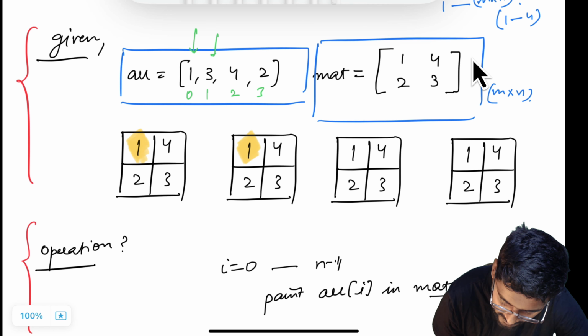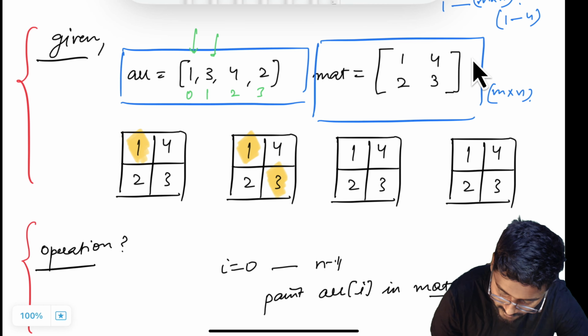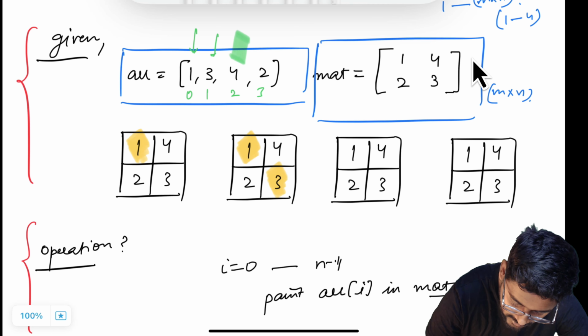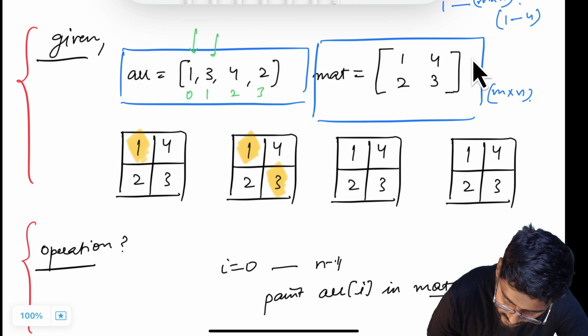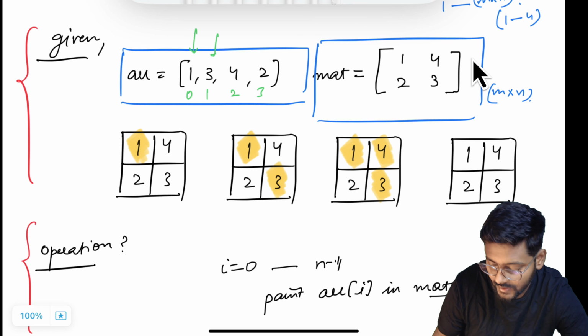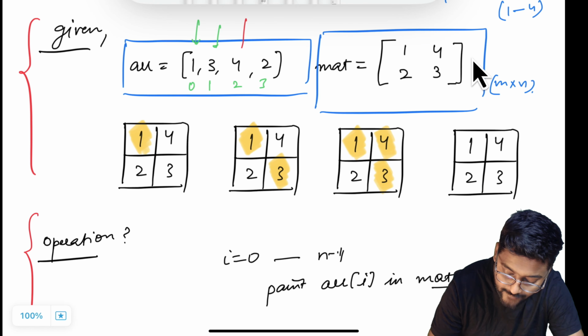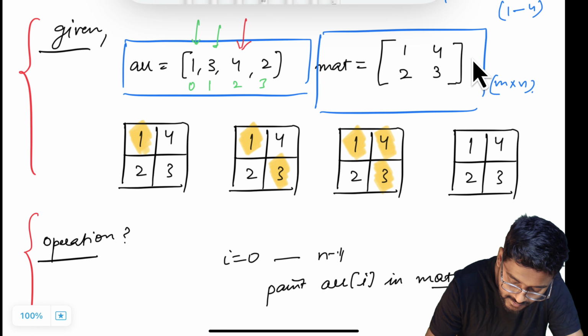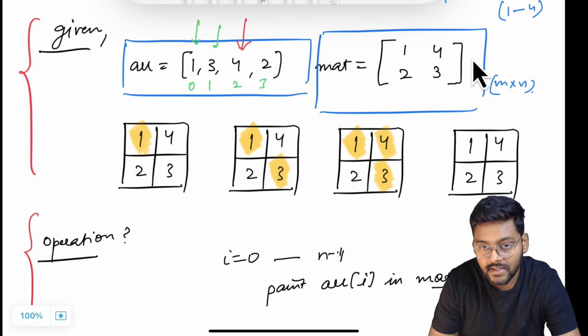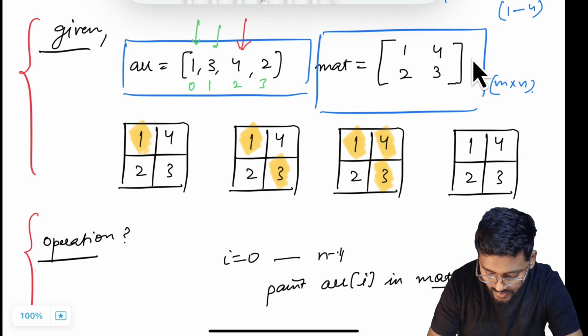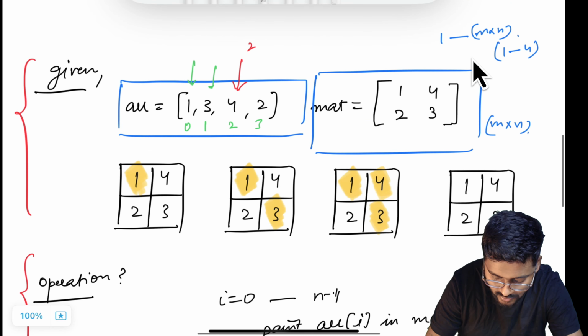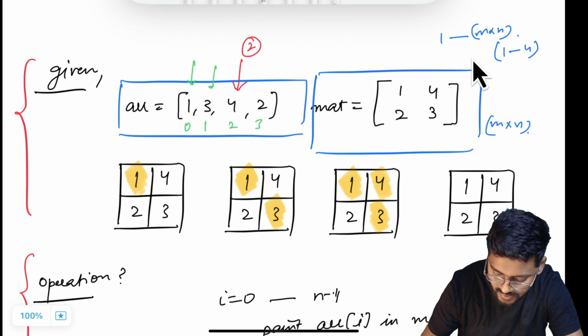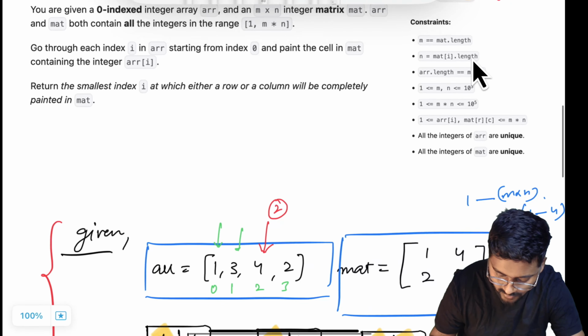So 1 is already painted, 3 we have painted. And what is the third one? Third item is 4. 1 is already painted, 3 is already painted, now we have painted 4. At this moment, what do we have to return? We have to return the index in ARR at which any one row or one column is painted in the matrix. At index 2 in the array, the first row is already painted. So this is what we have to return.